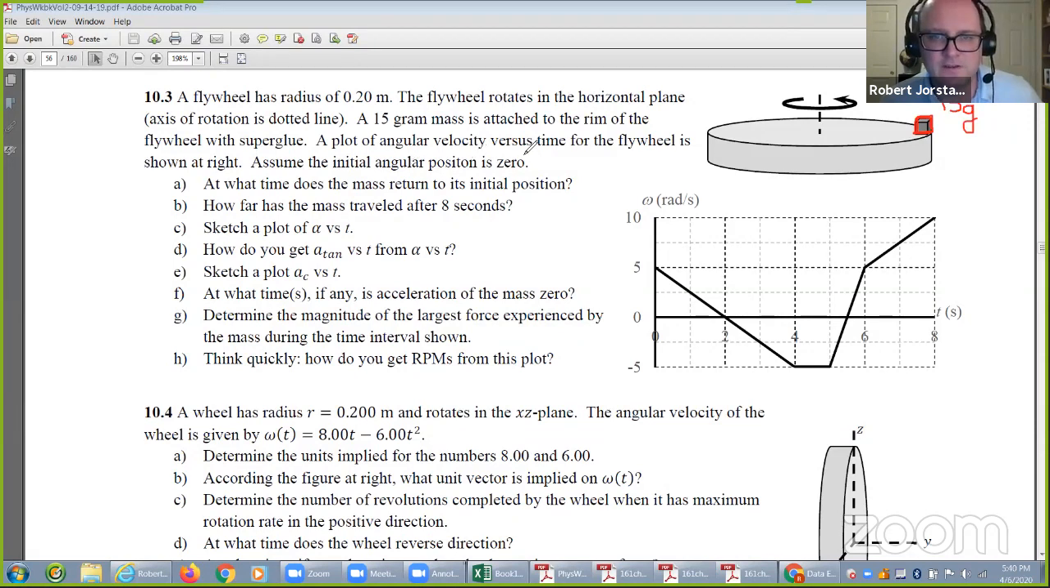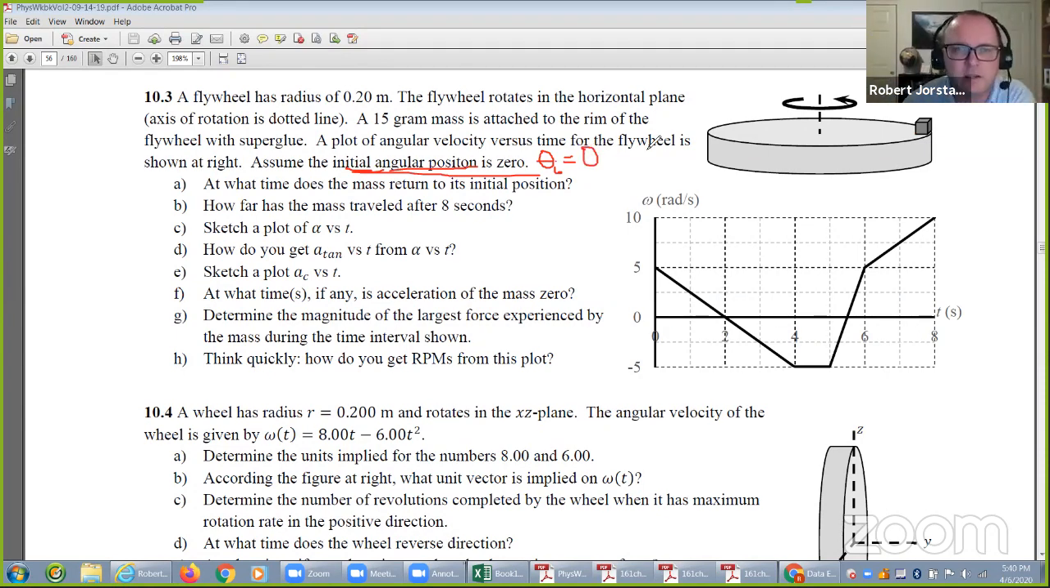A plot of angular velocity versus time. Okay, so we're doing omega, and it says angular velocity, not speed. That's why it could be both positive or negative. And initial angular position is 0. So angular position, that's theta. Initial angular position would be theta initial, and this is 0. So they're just telling me that theta initial is equal to 0. Okay, cool.